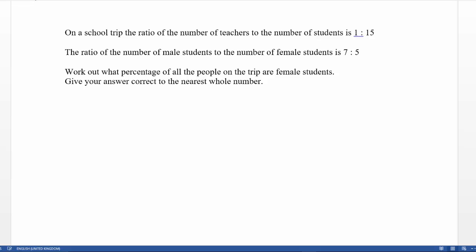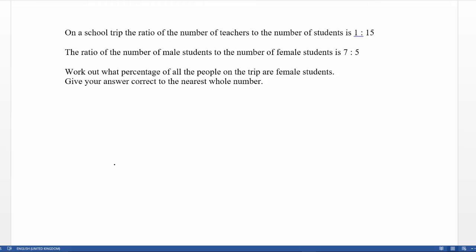Okay, this question now. On a school trip, the ratio of the number of teachers to the number of students is 1 to 15. The ratio of the number of male students to the number of female students is 7 to 5. They're asking us to work out what percentage of all the people on the trip are female students. Give your answer correct to the nearest whole number.